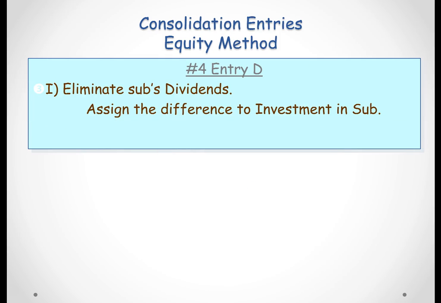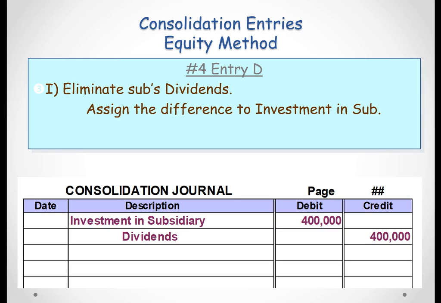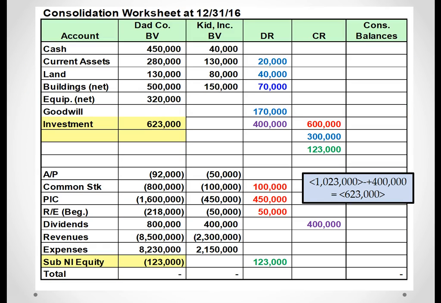And then the next thing we're going to do is eliminate the sub's dividends, and we're going to assign the difference to investment in sub. And lo and behold, there's our 400,000. We're going to debit investment in sub and eliminate the sub's dividends. So again, now if we take and subtract that from our credit of 400,000, that will zero out that investment account, and we have still one more thing to do before we can add across.